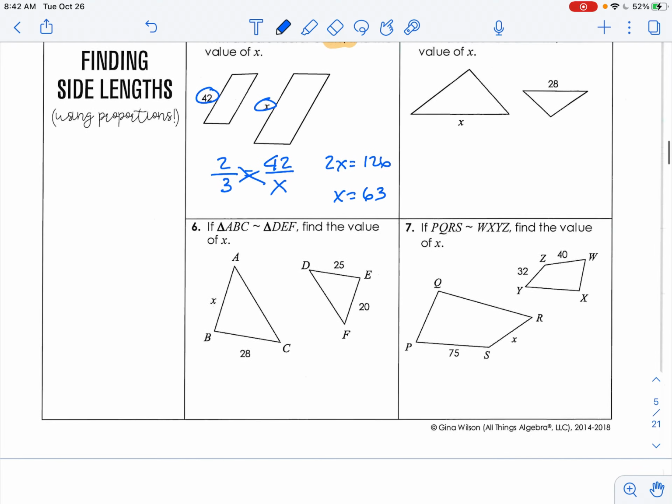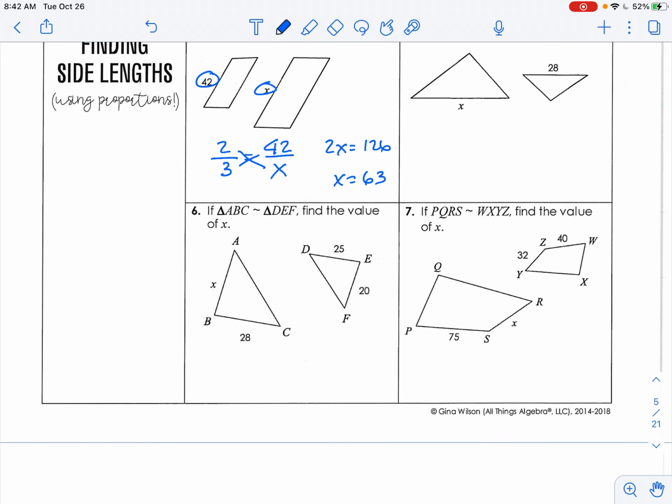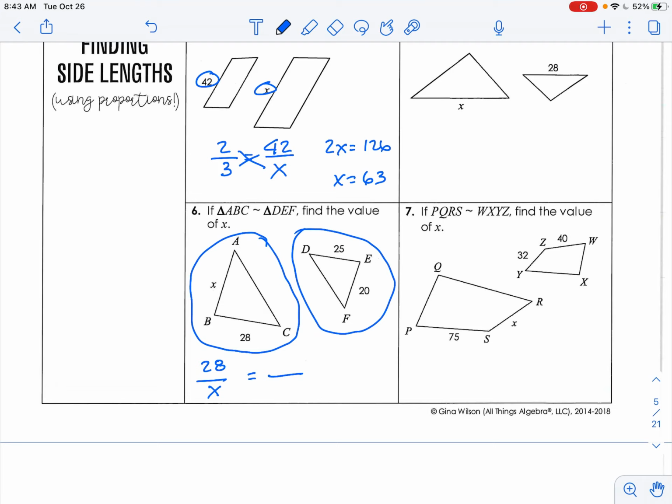Now, down here, let's look at number 6. Number 6, if triangle ABC is similar to DEF, find the value of x. This time we just have to make sure we get everything in the right order using the letters again. Okay, so what I do is I'm going to put this triangle in one proportion and this triangle in the other proportion. So I'm going to start with this. I'm just going to pick 28 over x. Okay, and this is how I do it. So I'm going to do 28 over x.